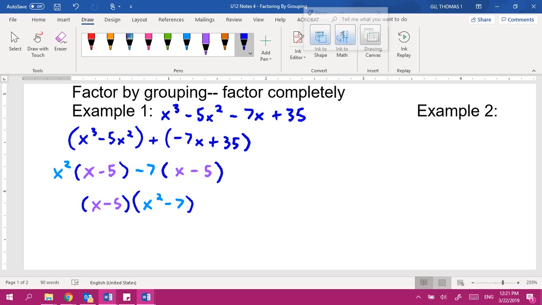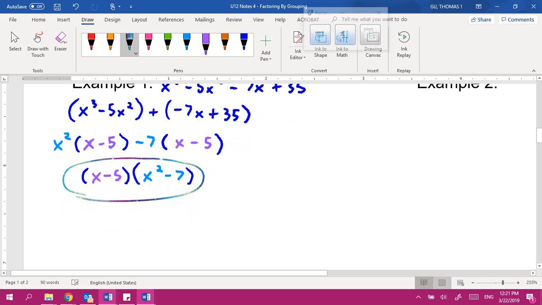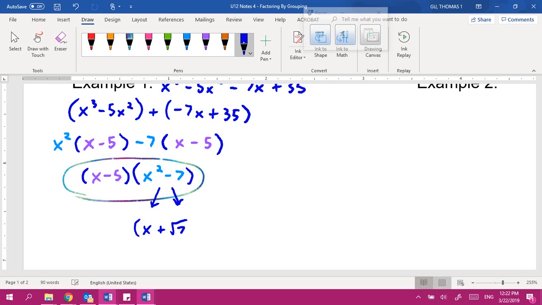Okay, so do we have a difference of squares down here? Do you? No. Why not? Because 7 is not a perfect square. Now, if you wanted to, right, just so you could see what your answers were going to be, technically you can stop here. Okay, this is factored as much as possible. But if you wanted to factor out even more, even though this is not a perfect square, you could write it like this: x plus square root of 7 times x minus square root of 7, right? Square root of 7 is not a whole number, so you don't have to go this far.